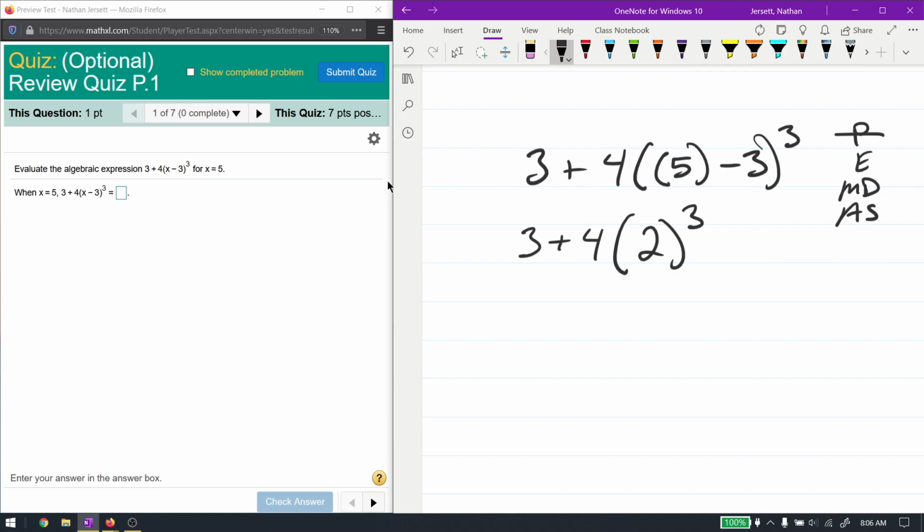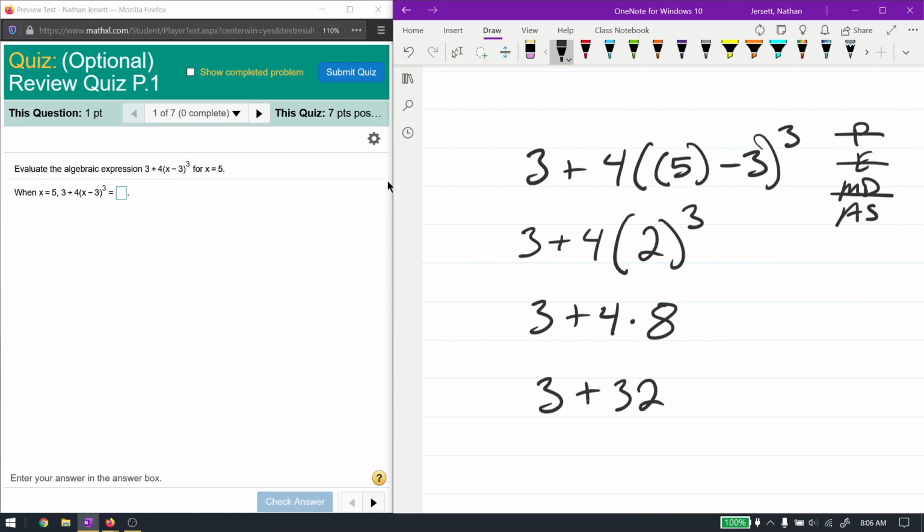Now we move on to exponents. 2 cubed is the first thing we do. 2 cubed is 8. Of course, 4 times 2 cubed. There's no more exponents, so that's done. Multiplication and division. 4 times 8 is the first thing I'm going to do then. 4 times 8 is 32. Multiplication and division are done.